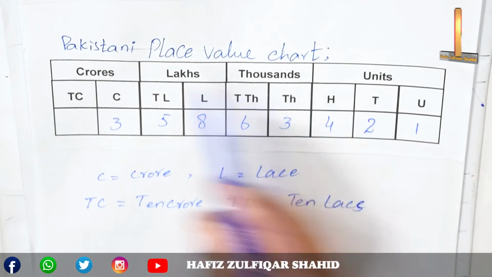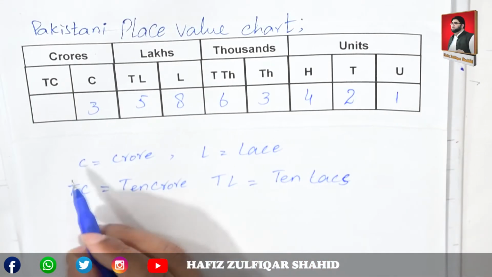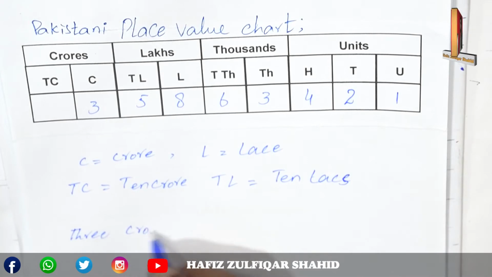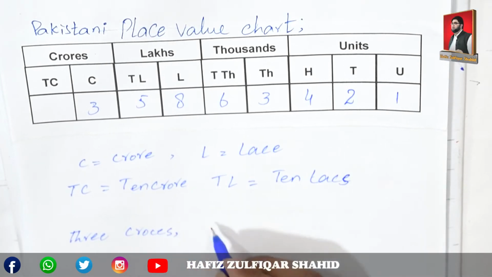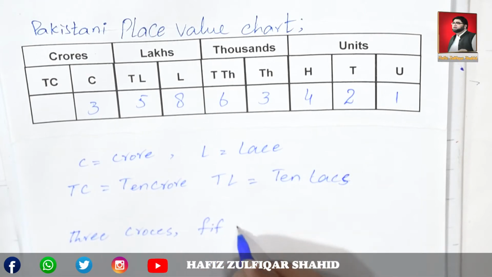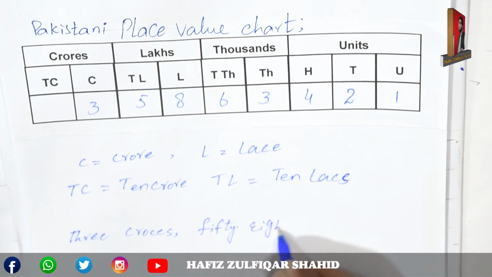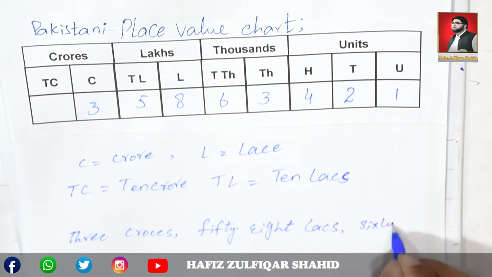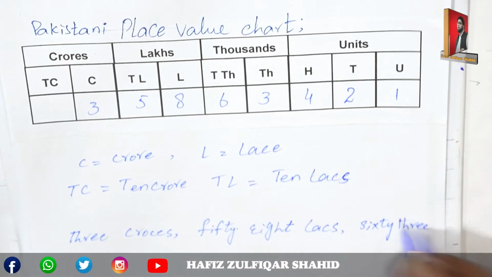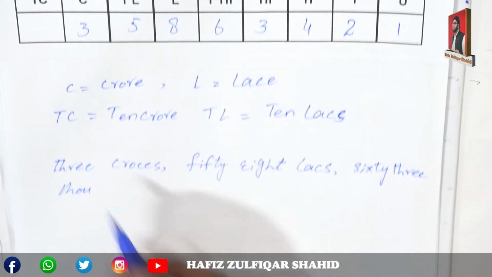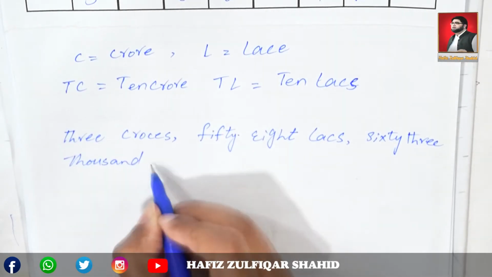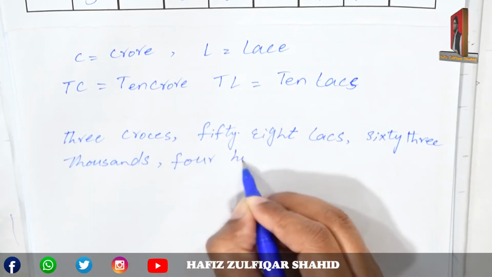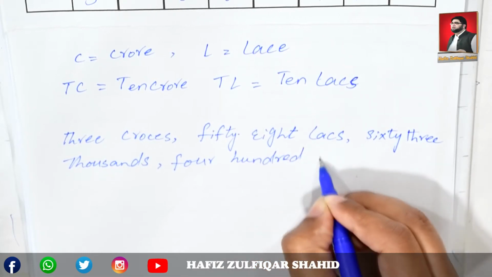If we write this number in words, we will write like this: 3 crores 58 lakhs 63 thousand 400 and 21.